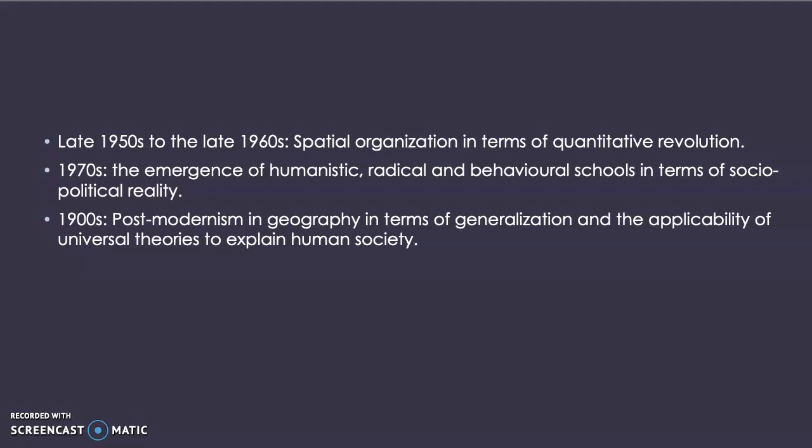So in this period, the most important geographer is Edward Soja, who talks about different kinds of spaces. For example, the first space, the second space, the third space, which can be interconnected in terms of applicability of universal theories to explain human society.